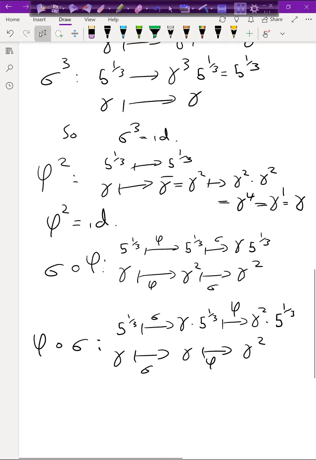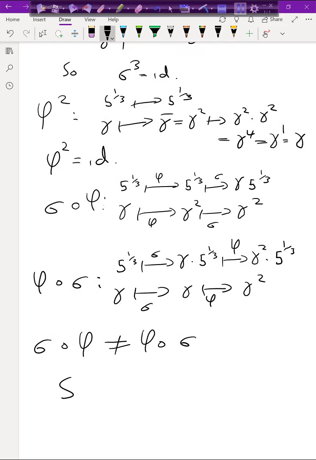But I want you to notice something. Sigma composed with phi is not equal to phi composed with sigma. They are different elements in the group. So G is not, in this case, abelian.